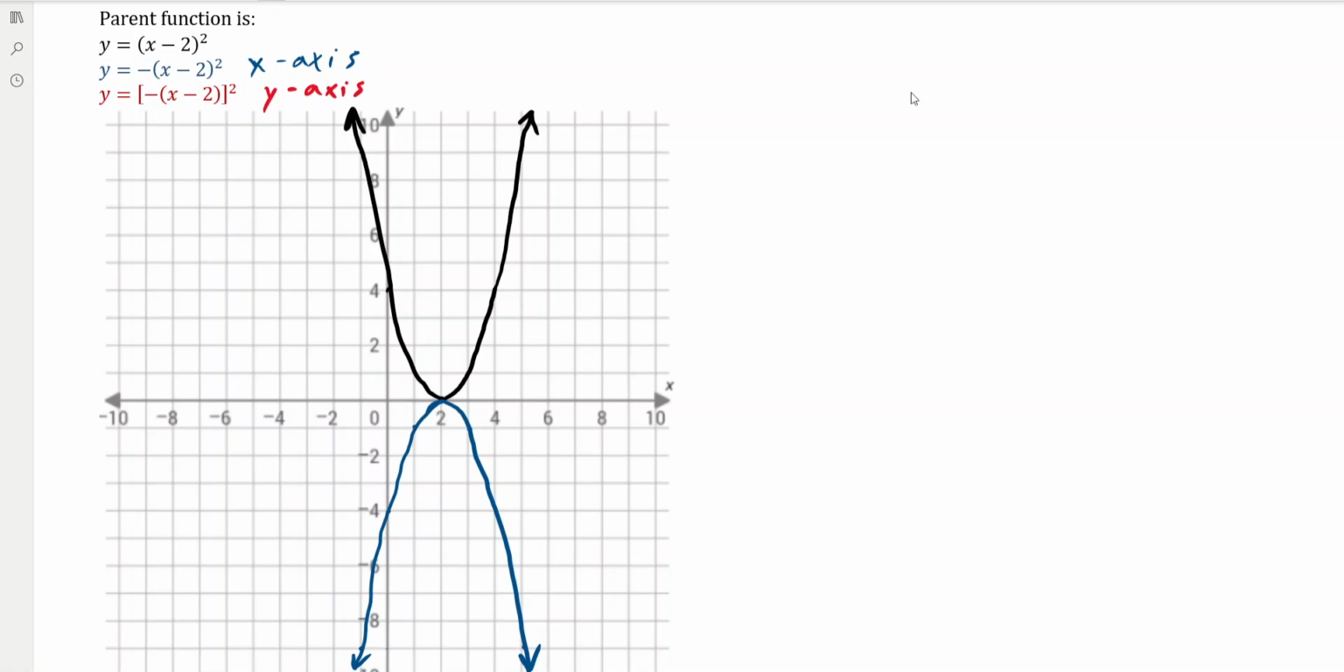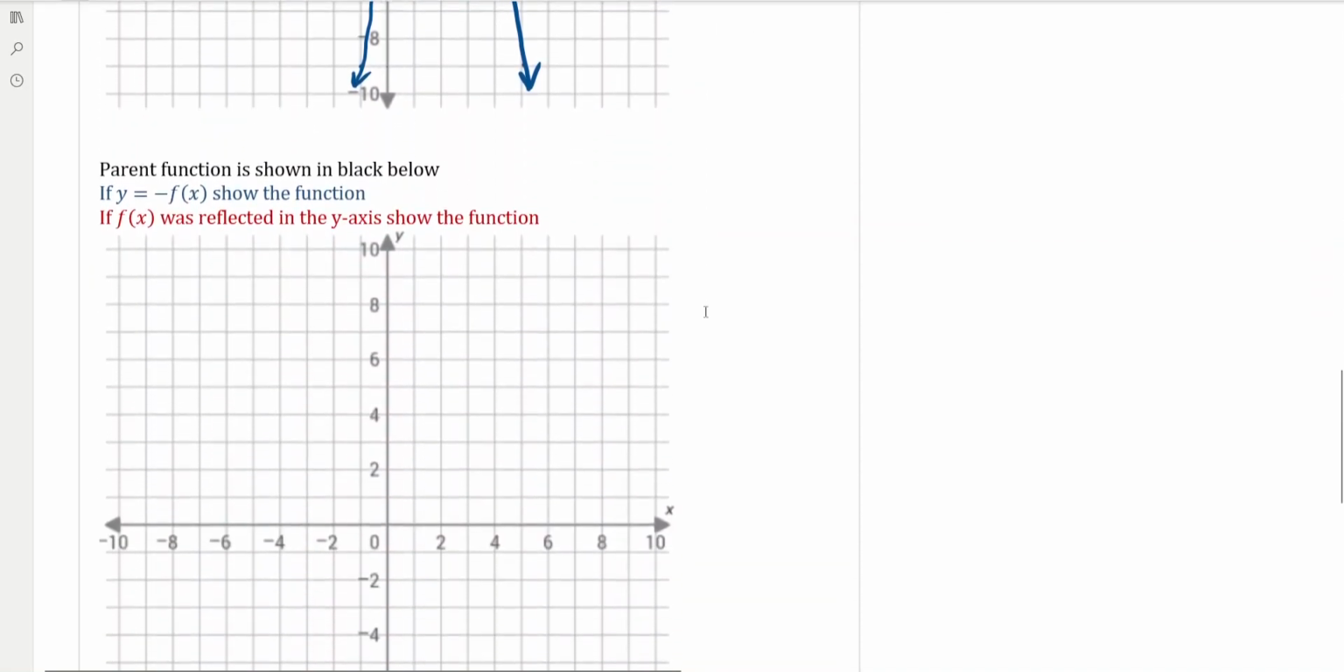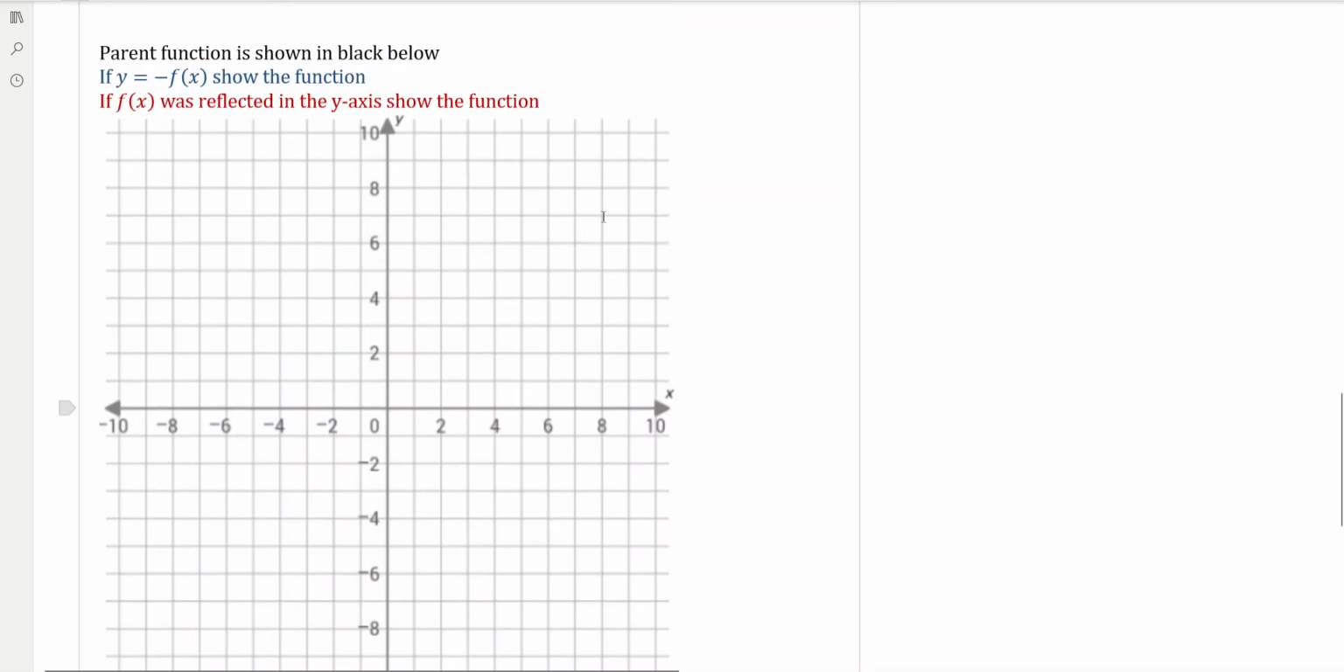The next one is reflected across the y-axis, which means that every point is going to be flipped. So this one stays the same, but this now flips onto this side, and so on. So it looks like this. Something like that. Okay, so you can see how it flipped over the y-axis.